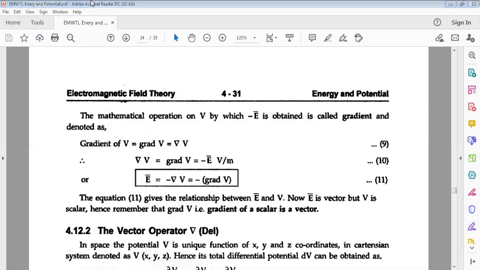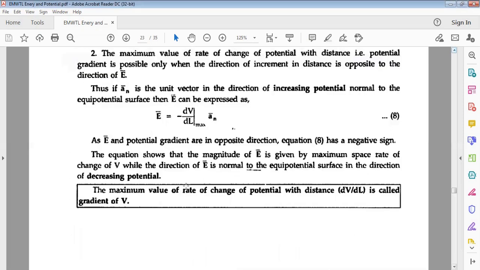The maximum rate of change of potential with distance, dV by dl, is called the gradient of V. So E bar is equal to minus grad V, or minus gradient of V.